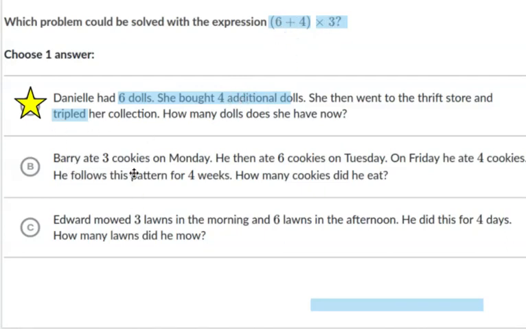In letter B, it can't be this one because Barry ate 3 cookies, then he ate 6, then he ate 4. So in this case, they're adding all of these numbers, and then he does that for 4 weeks straight. That's a lot of cookies. Down here, Edward mows 3 lawns, mows 6 more lawns, and then he does that for 4 days. So this one here would actually be the sum of 6 and 3 times 4. So you can see why this one also is not a match.